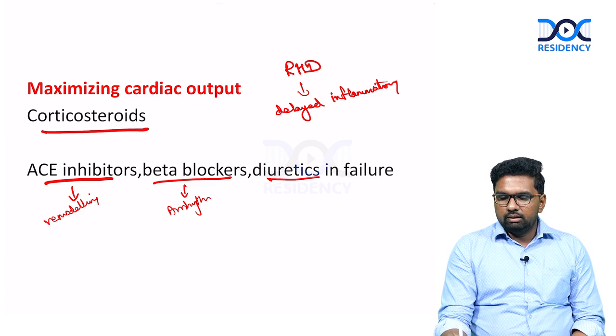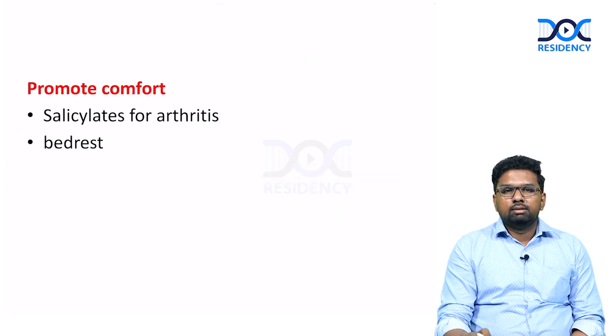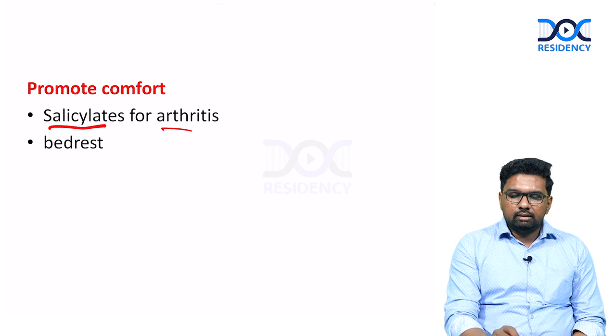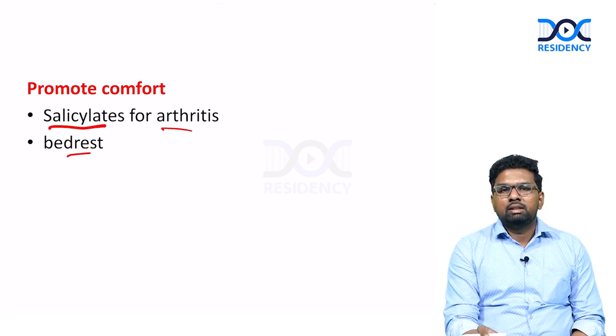Diuretics are used in heart failure. They reduce the preload and stress over the heart. These are the drug therapies to increase the cardiac output. And salicylates can be given for arthritis, and of course bed rest can reduce the pain because of arthritis.